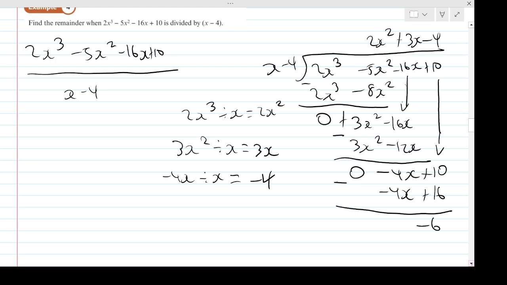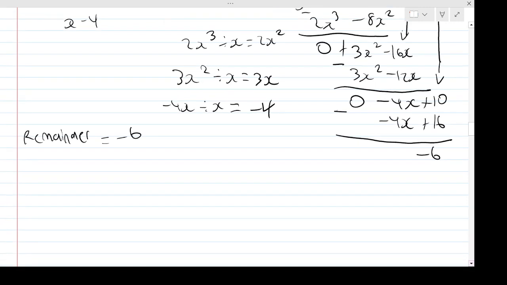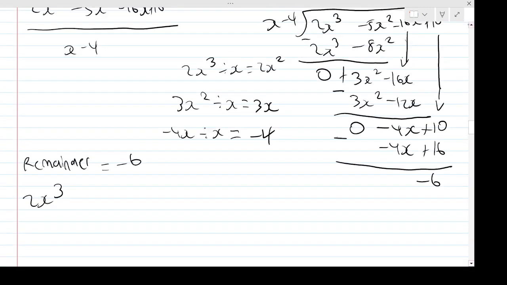What that means is then, well, the remainder is minus 6 then, right? Because that's what the question said. The remainder is minus 6. But we can also then say the fraction is, again, if we repeat the fraction, 2x cubed minus 5x squared minus 16x plus 10 over x minus 4, was it?